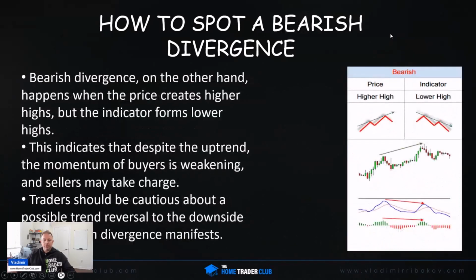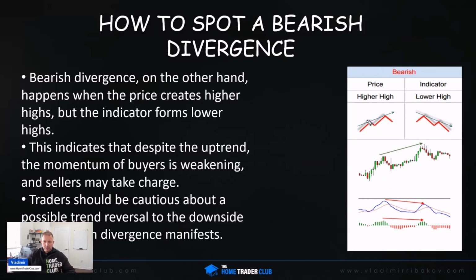Take a look at how a bearish divergence looks. That will be exactly the opposite. Okay, so bearish divergence, on the other hand, happens when the price creates higher highs, but the indicator forms lower highs. Okay, that's the contradiction between the two. That indicates that despite the uptrend, the momentum of buyers is weakening, and sellers may take charge from here. Traders should be cautious about a possible trend reversal to the downside when bearish divergence comes into play and manifests.